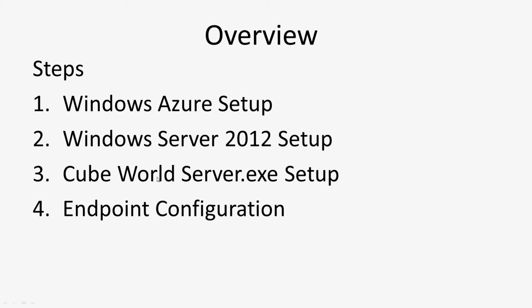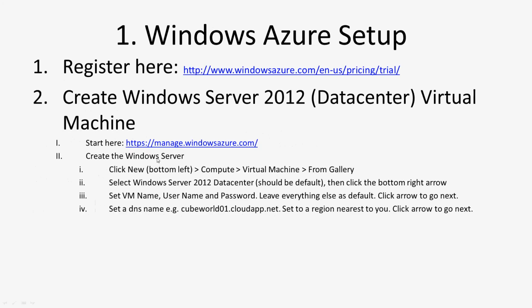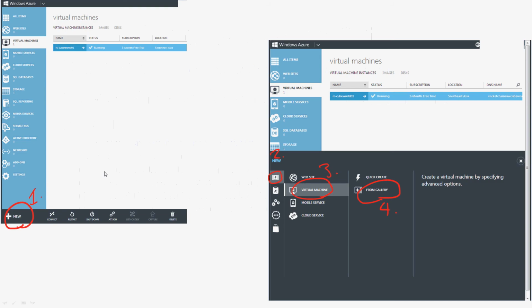So let's go. Here's the URL to register for a Windows Azure trial. And next, once you've registered, we now have to create the Windows Server 2012 data center virtual machine. So these are the steps we'll be following, and I've got some screenshots to show you how to do it.